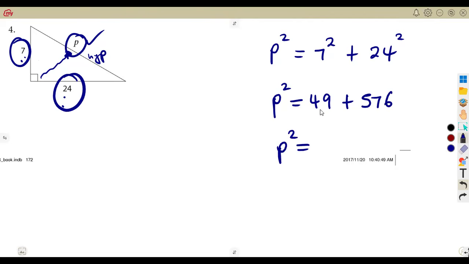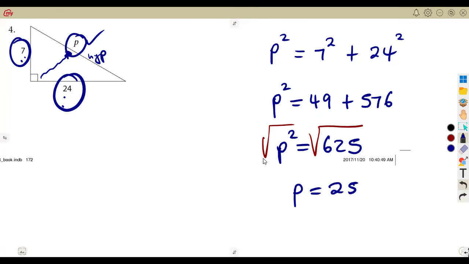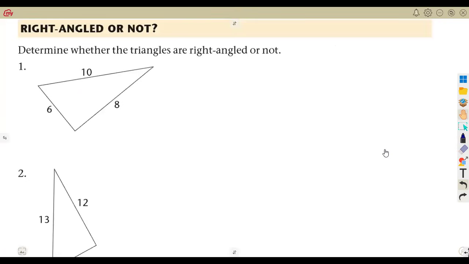So adding these two together, as you can see, P is already on its own, so we are not going to take P to the other side of the equation. We are going to add what we see on the right side. This is going to give us 625. So removing this square, introducing the square root, the value of P is going to be 25. So this is 7, this is 24, and this is 25. We do not know whether those are meters, centimeters, or what. We just write them the way that we are given them.